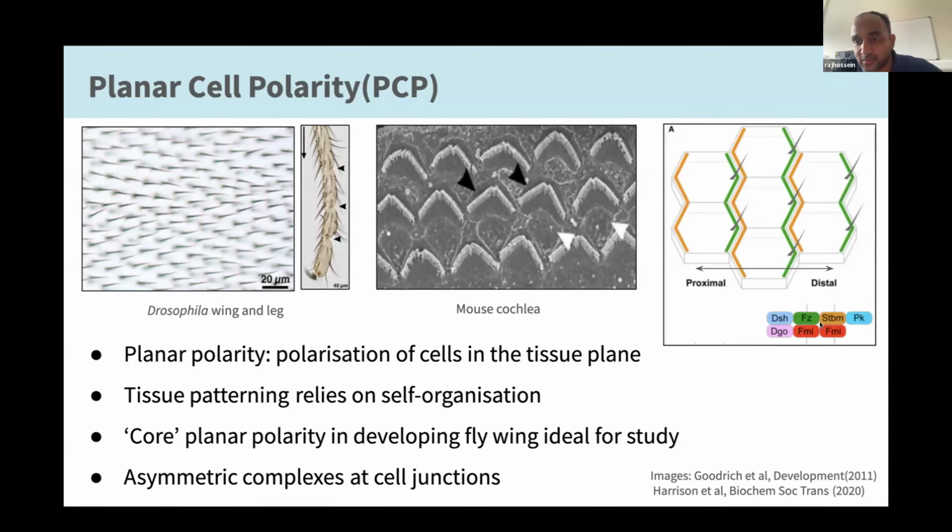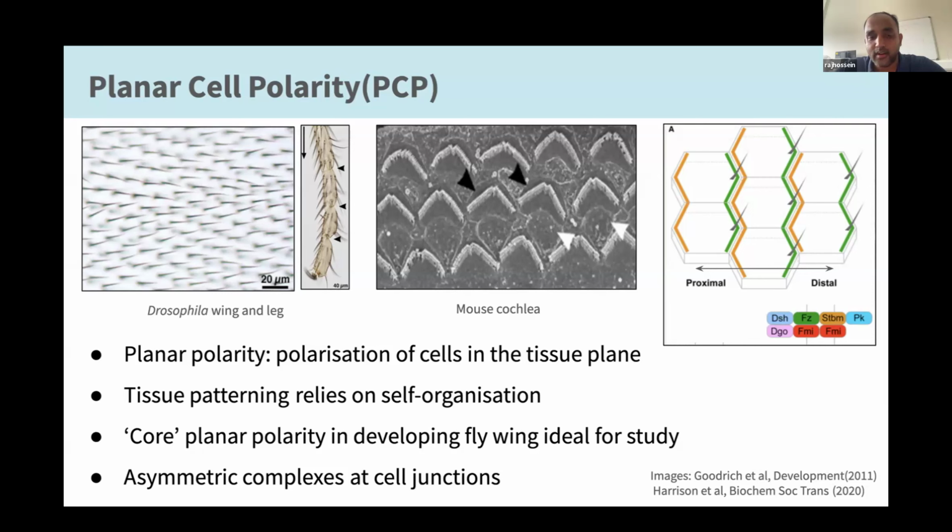There are 6 molecules, as you can see in the schematics, which are involved in this core planar polarity, namely Frizzled and Strabismus, Flamingo, Dishevelled, Diego, and the last one is Prickle. These molecules are asymmetrically localized on the cell junction. Here in the schematic, I have shown the Frizzled molecule in green color on the distal side of the cell, and the Strabismus molecule in orange color on the proximal side of the cell. So they are separated, they're polarized at the molecular level and in the cell scale.